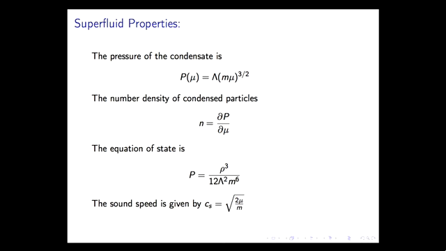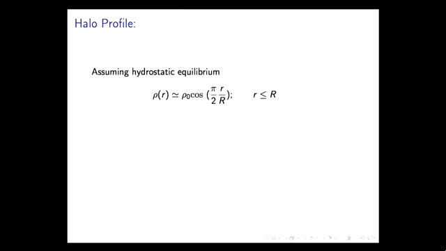The point is that given this equation of state, we can find out what the profile is, as a result of equilibrium. And what we find is that the density profile will be cord-like. So it has this cosine behavior.